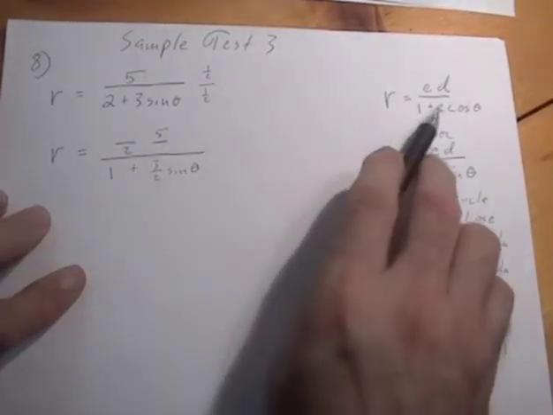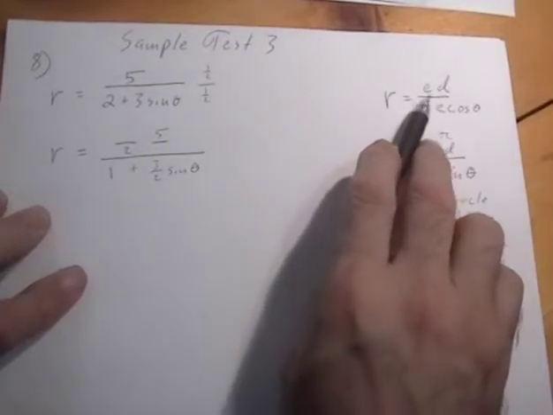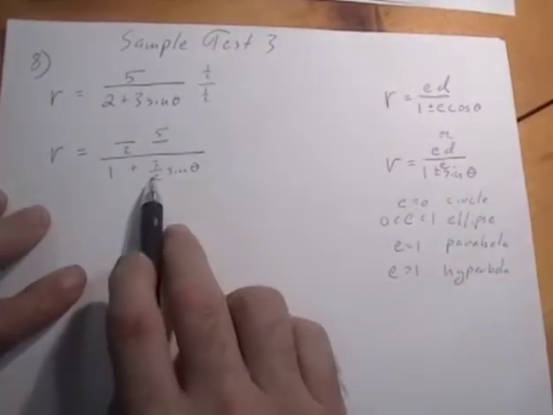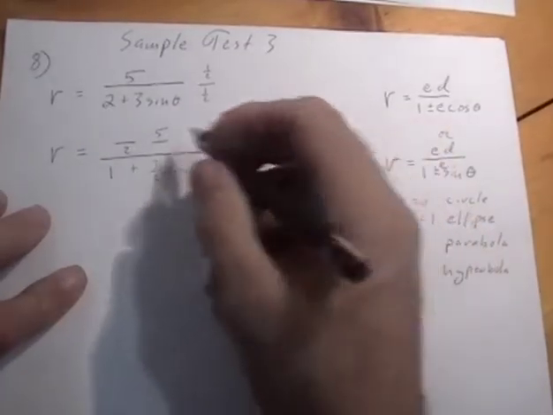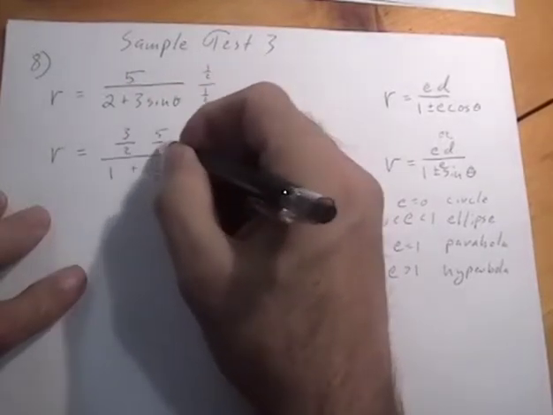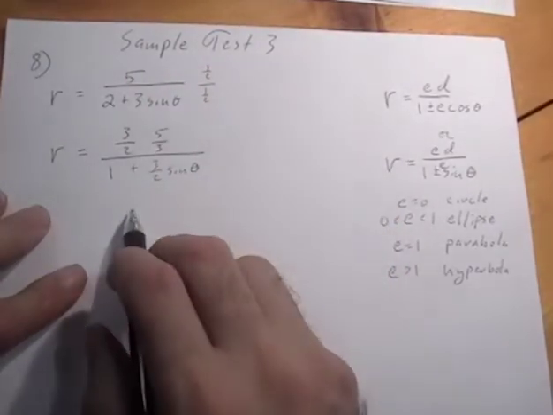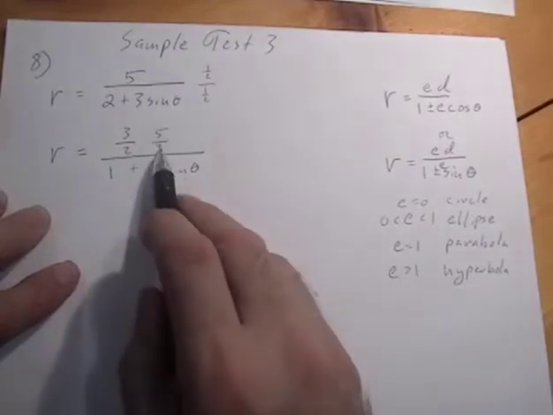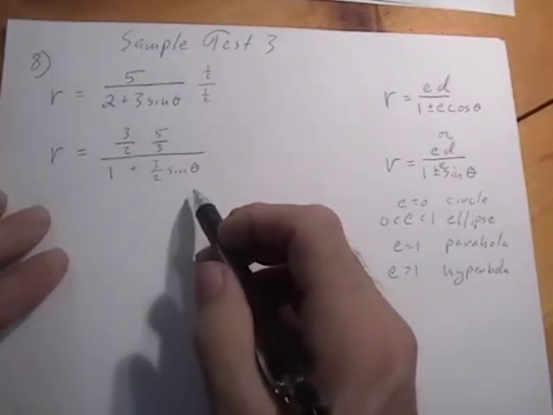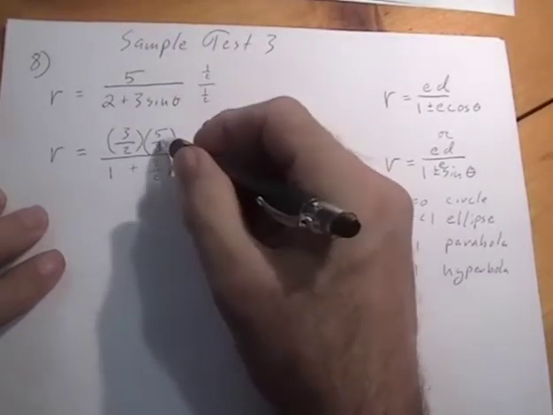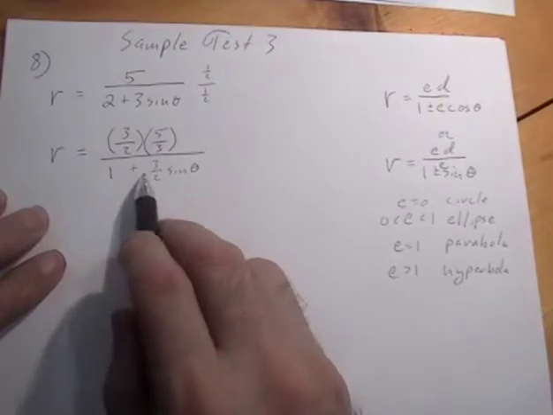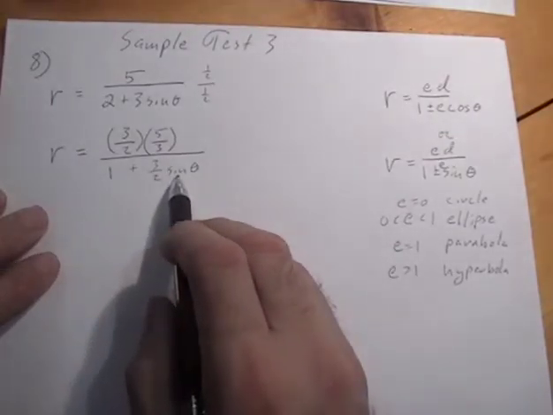Now, notice that in this form I have an E here, I also have an E here. Since E is 3 halves, I'd like to have a 3 here. In order to create balance, if I put a 3 here, I also need to put a 3 there. Now 3 halves times 5/3 is still going to be 5 halves. So this is E, this is D, and here I have 1 plus E sine theta. Now that's the first part. I put it into canonical notation.